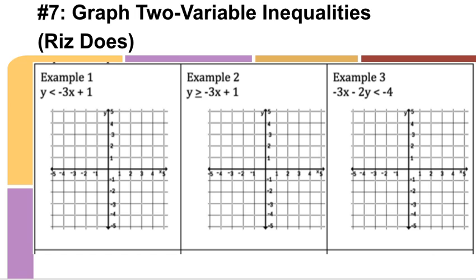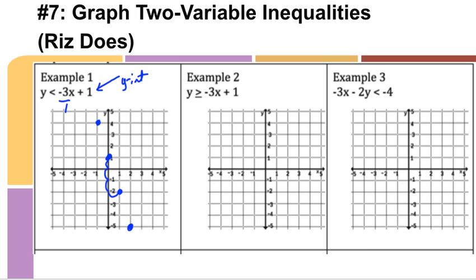So, if we're looking at example 1, it says y is less than negative 3x plus 1. So my first step is I'm going to graph this line just like I would graph any other line. So I start at the y-intercept, so that's at positive 1. And then I use my slope, which is negative 3 over 1. So I'm going to go down 3 spaces and to the right 1 space. If I want to make an even straighter line, I can go up 3 spaces and left 1 space.